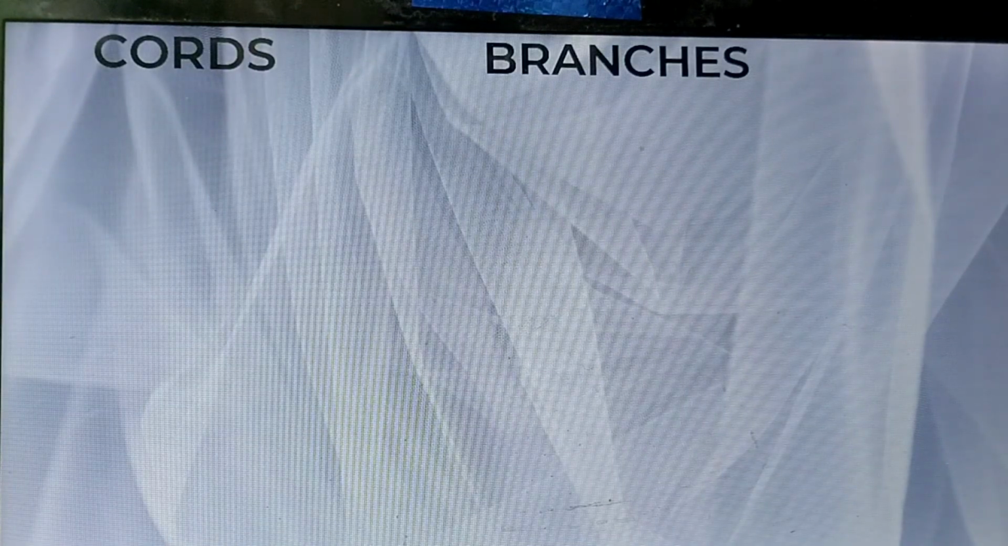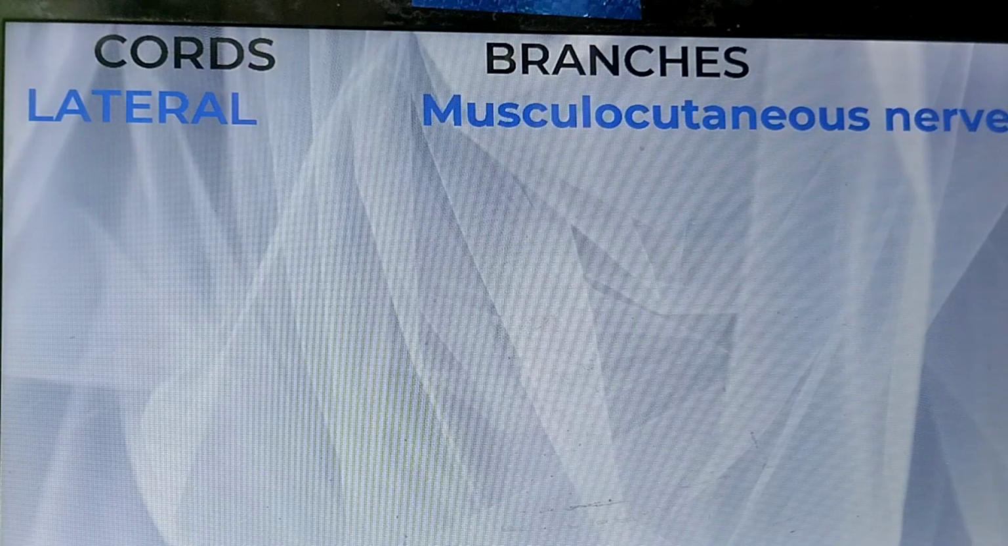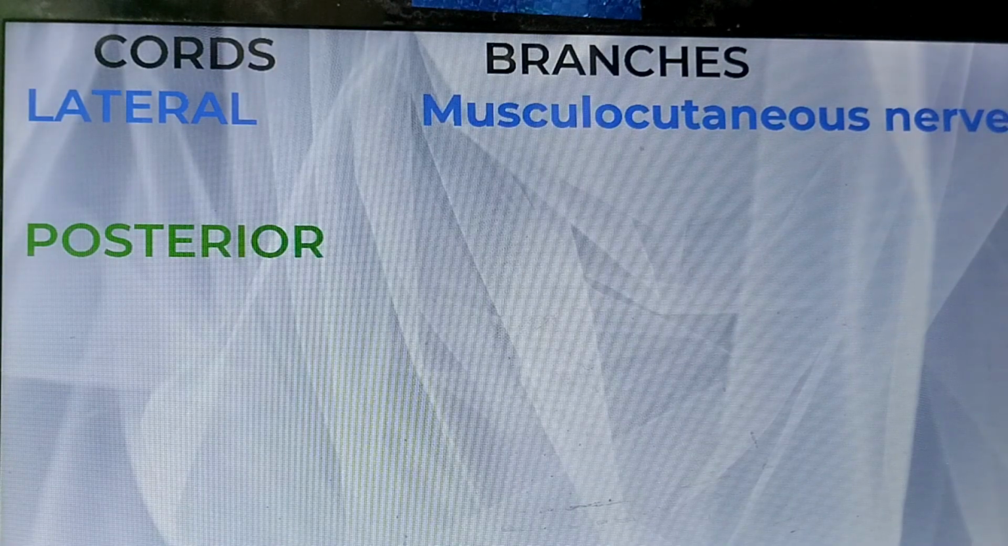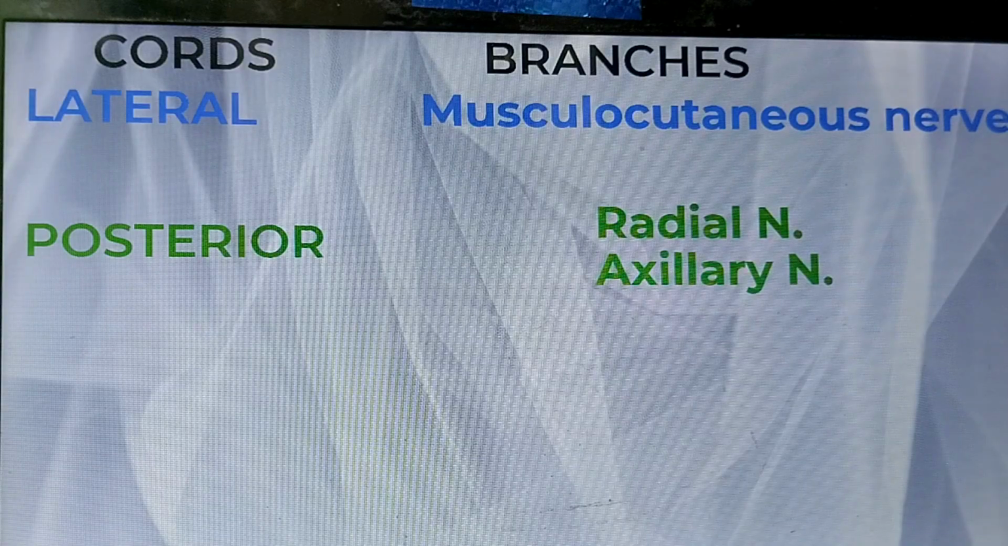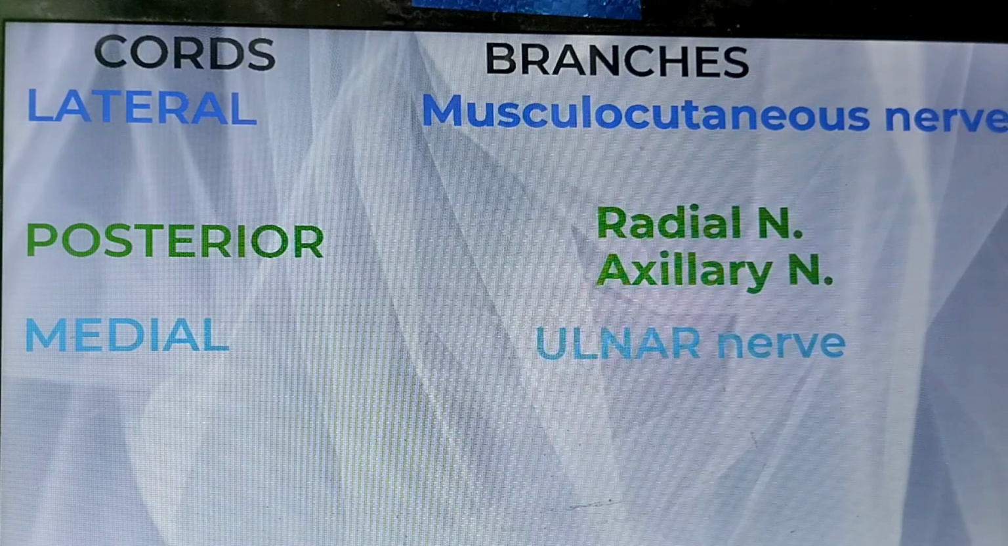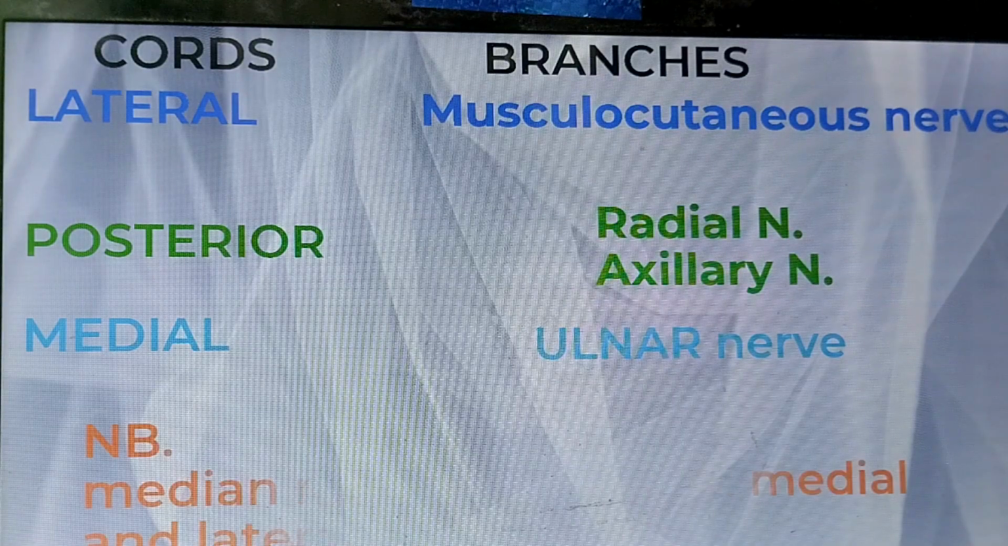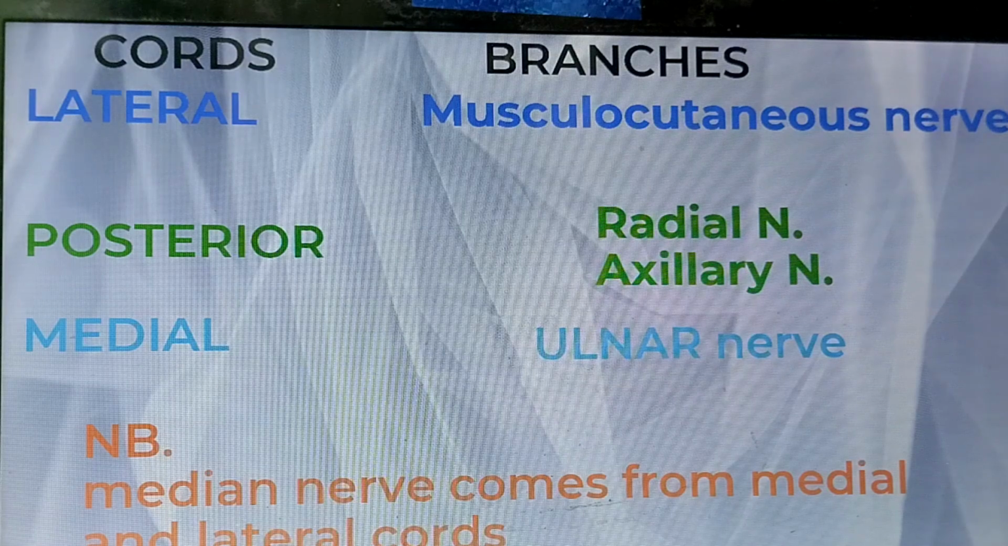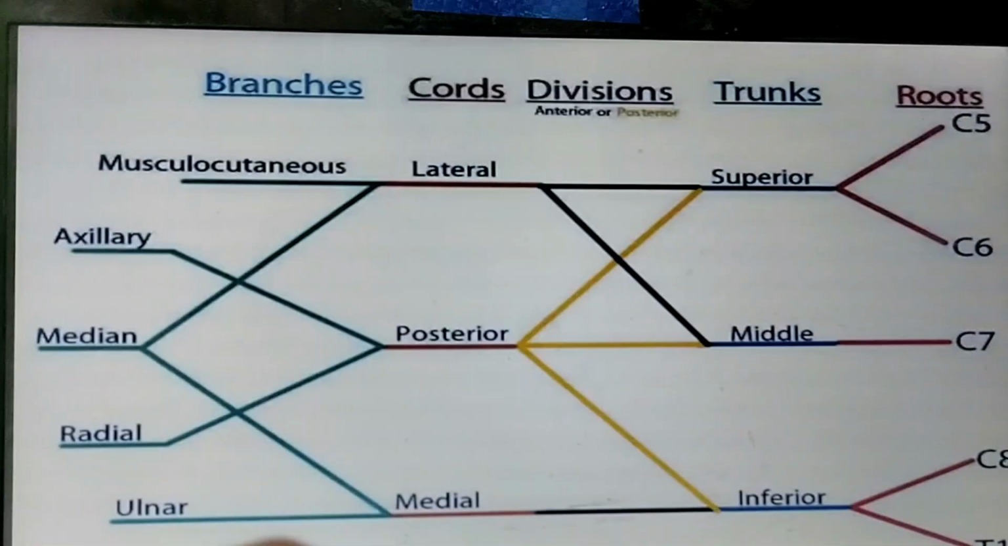Chords and branches. Lateral chord gives musculocutaneous branch. Posterior chord gives radial and axillary nerve. Medial chord gives ulnar nerve. So lateral, musculocutaneous, medial, ulnar, posterior, radial and axillary nerves. Median nerve comes from medial and lateral chords.